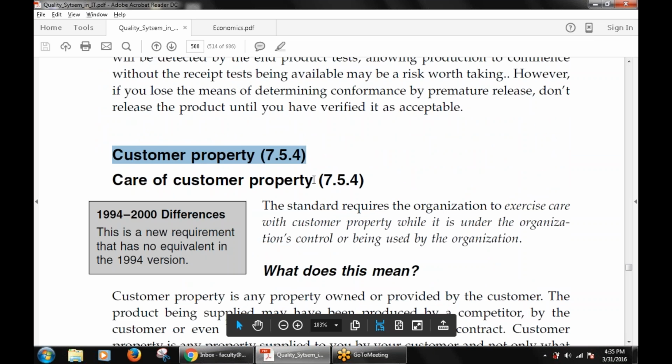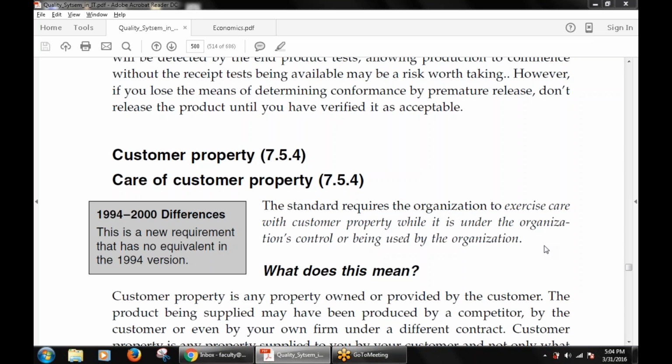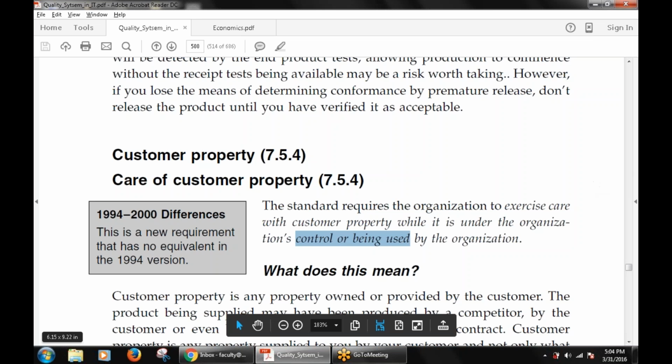Next is the customer property. That is, what is the customer property by which we are going to take the customer requirement. Next is how the property of the customer should be treated as one of the major factors. So care of the customer property is taken. The standard requires the organization to exercise care with customer property while it is under the organization's control or being used by the organization. That is the care of the customer property, that is, the property that has been taken, which is under the control of or being used by the organization.